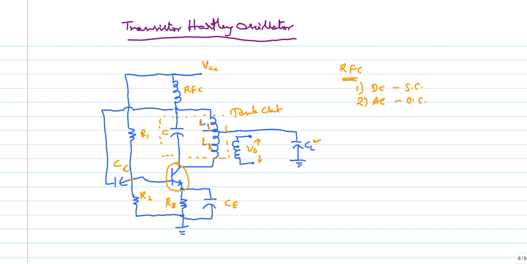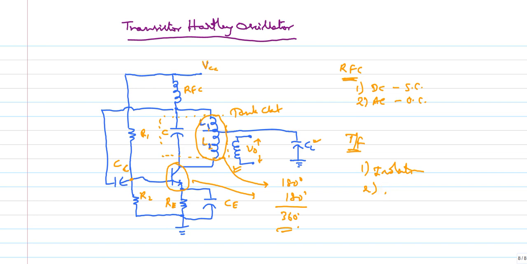Due to the split inductor arrangement, this tank circuit will produce a 180-degree phase shift, same as in the Colpitts. The transistor provides 180 degrees, and this inductor splitting provides 180 degrees, so finally it will be 360 degrees. And what is this coupling transformer? The coupling transformer gives us two advantages: first, electrical isolation, and second, impedance matching.